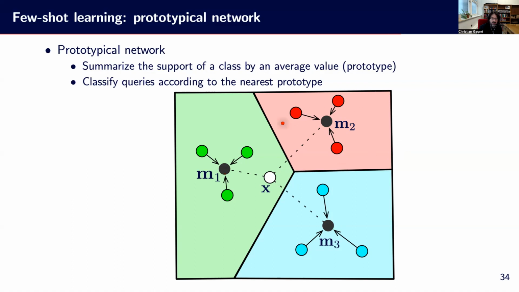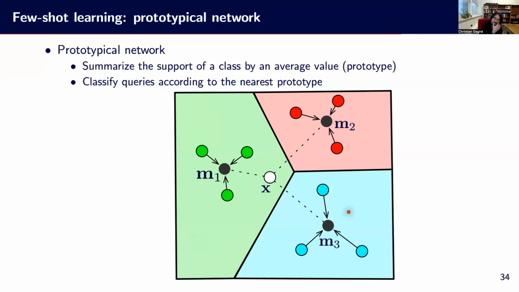Here we have 3 classes, 3 ways, and 3 samples per class. We define the prototype as the average of the 3 samples we have for that class. This is our prototype, and we do this for all the classes. Then we compute the nearest prototype for the sample X we want to classify. Here we see this X. The nearest prototype is M1, so we assign X to the green class, because it is further away from M2, which is red, and M3, which is blue.